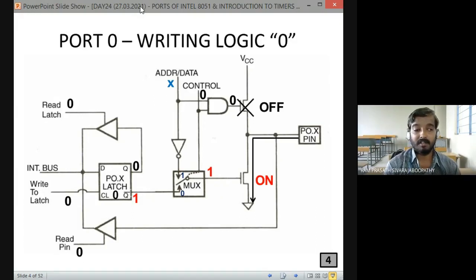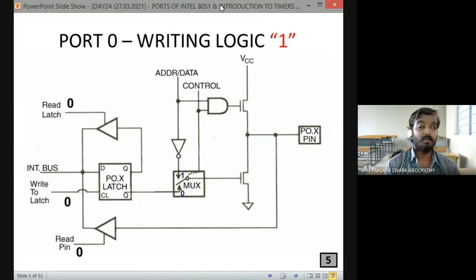So what about the logic available at the pin now? The transistor is on, so this pin is getting connected to the ground. So logic 0 is going to be available. What logic have we written? 0 logic. So what logic is available at the pin? 0 logic. So whatever you are writing in the port latch bit is going to be reflected in the port pin.